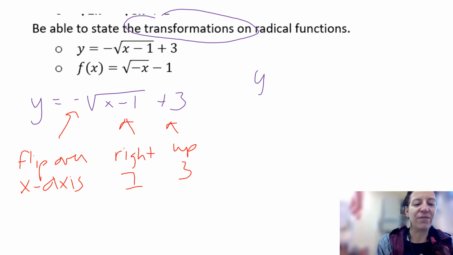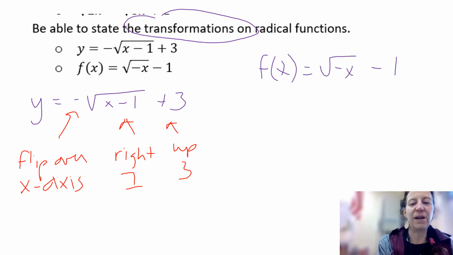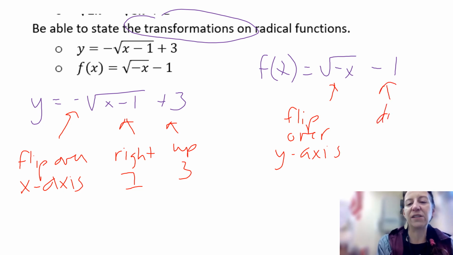And then I had an f of x. I must have been feeling like I wanted variety. Okay, the square root of negative x minus 1. And then again, going from left to right, if there's a negative on the inside, this will give you a flip, but this is going to be a flip over the y-axis. And then minus 1 on the outside means it goes down 1.